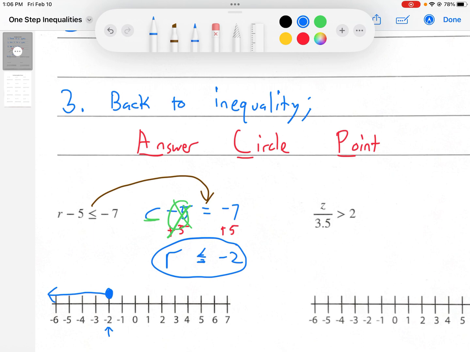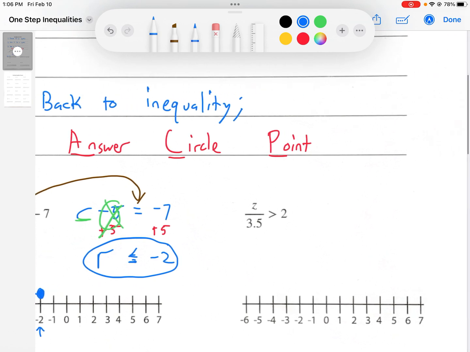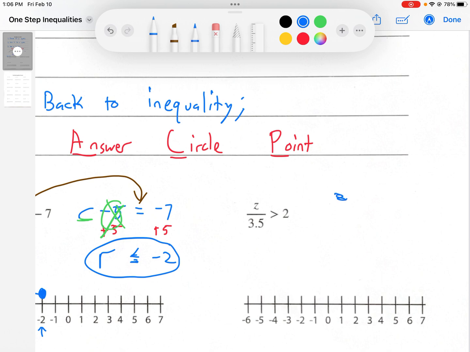So if I look at this one over here, Z divided by 3.5 is more than 2. If I treat it like an equation, Z over 3.5 equals 2. I'm going to change this back, of course. How do I get rid of dividing by 3.5? I'm going to multiply. Times 3.5, times 3.5. I copy Z. I cancel times and dividing by 3.5. And I calculate that 2 times 3.5 equals 7.